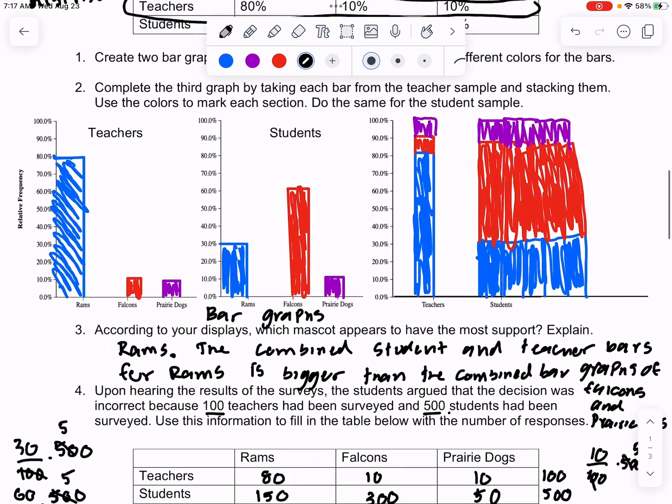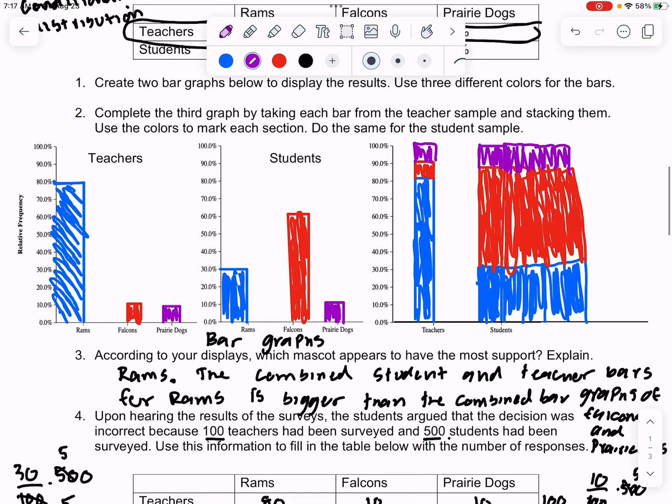Okay, so if we want to incorporate the sample size, we just make the one with the bigger sample wider, right? And when we include the sample size, this right here is called a mosaic plot. So a mosaic plot takes into account the actual size of the sample.